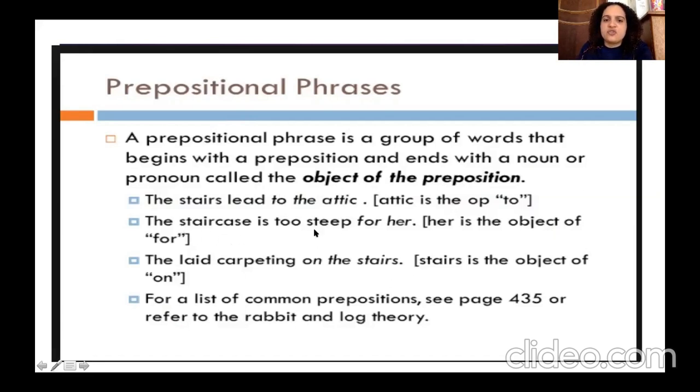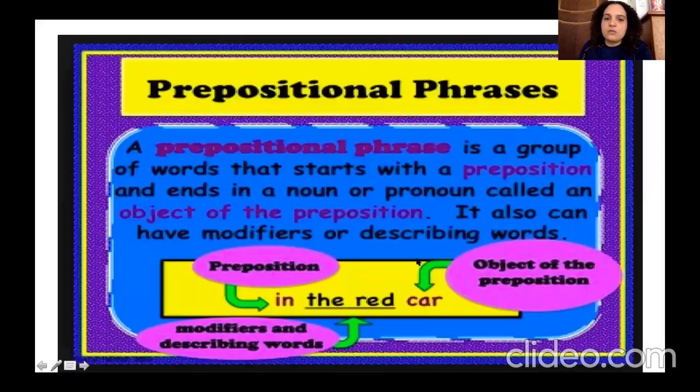The staircase is too steep for her. For her is the prepositional phrase. For, preposition; her is a pronoun that I call the object of the preposition. Is that simple, guys? There's no mystery. The lead carpeting on the stairs. On, preposition; stairs, object of the preposition. So what's the prepositional phrase? On the stairs.